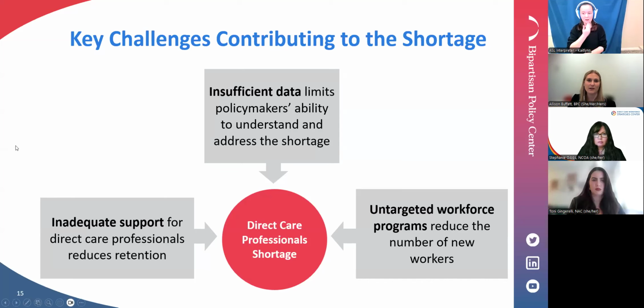My name is Allison Buffett. I'm a Caucasian white woman with straight blonde hair, wearing a purple shirt with a black blazer. I'm a senior policy analyst at the Bipartisan Policy Center.